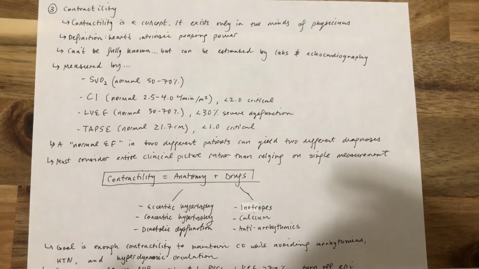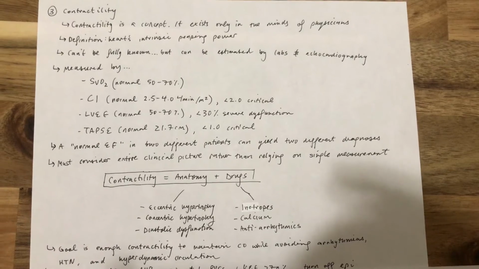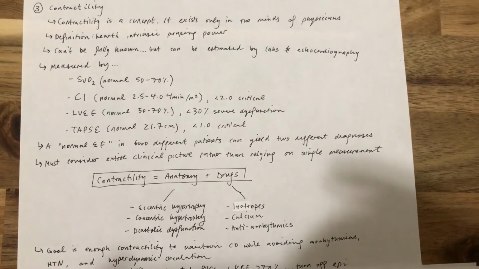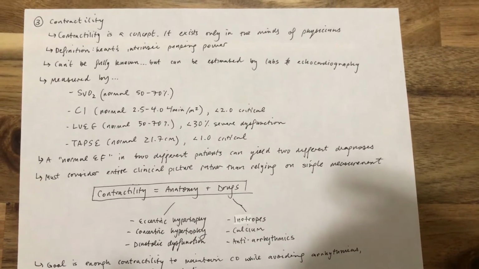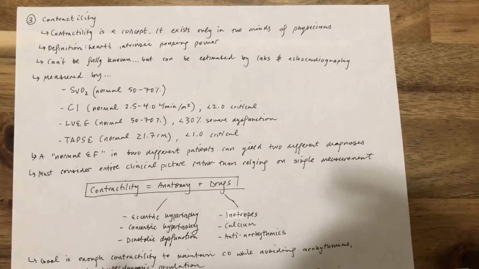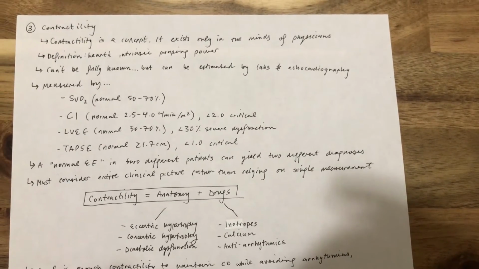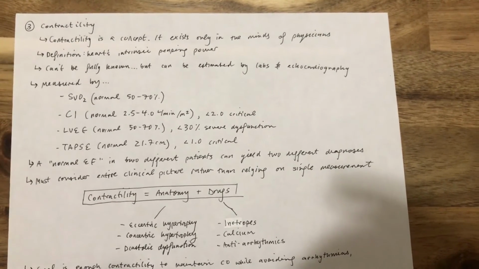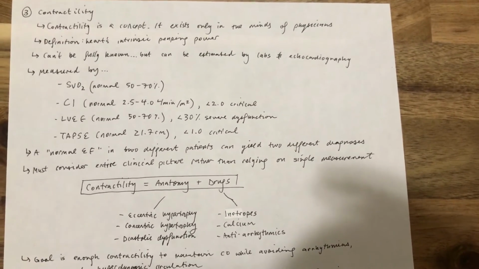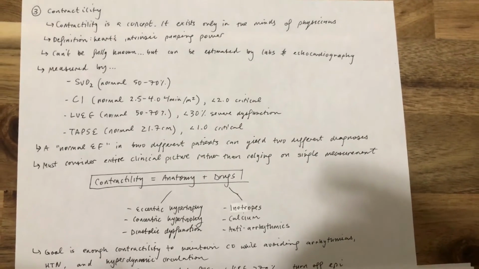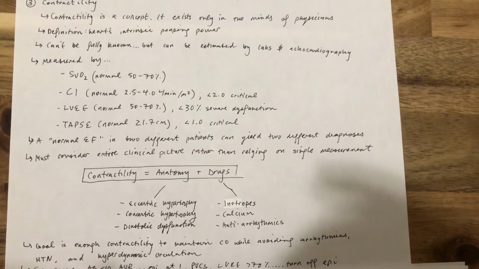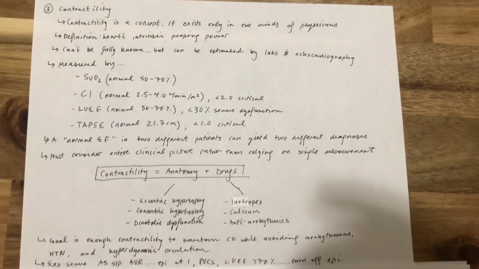I put down the four most commonly used values. We'll just go over those very, very quickly. They're going to be explained more in further talks. The first one is SVO2, or mixed venous oxygen saturation, and the normal values are between 50 and 70%. We're going to go over more of how that's measured and what that means in the next talk. Cardiac index, the same. Normal is between 2.5 and 4, and less than 2 is generally incompatible with life.